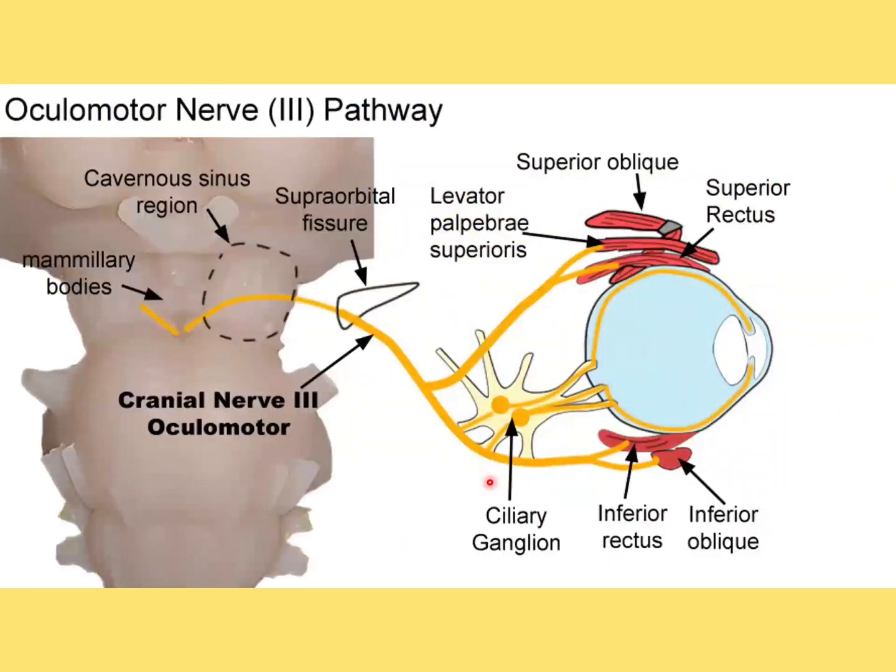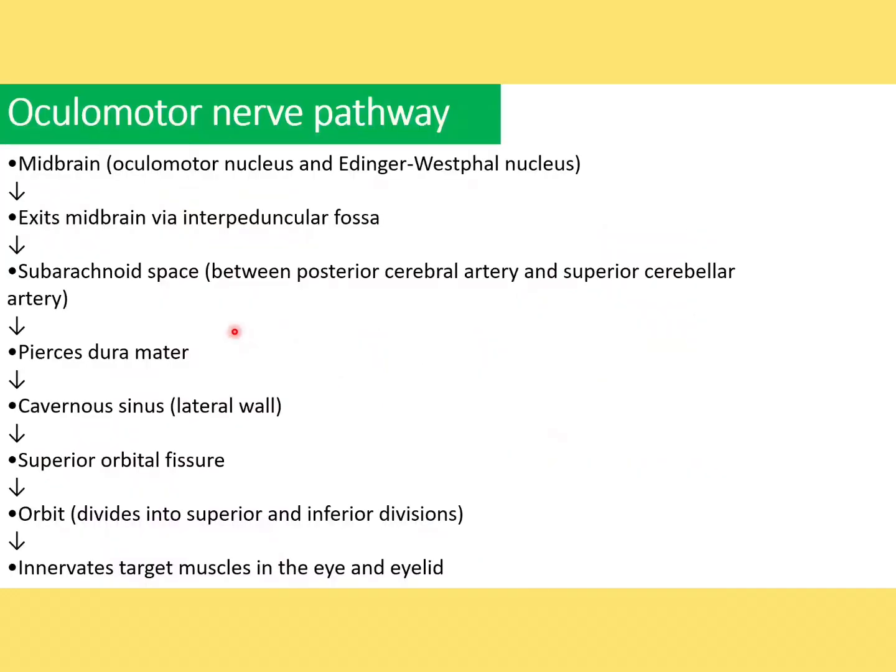Okay, so here, this is the oculomotor nerve pathway. It originates in the oculomotor nucleus and the Edinger-Westphal nucleus. It has two different pathways: one is the general oculomotor nerve pathway, and the other is the parasympathetic pathway. The oculomotor nerve is very crucial for controlling the several muscles responsible for eye movement and function.